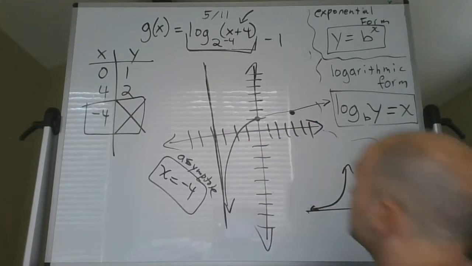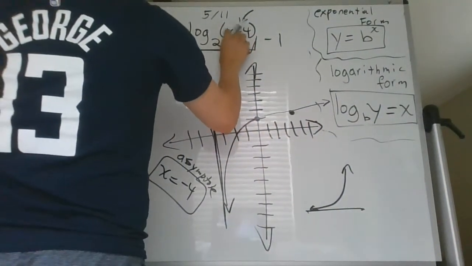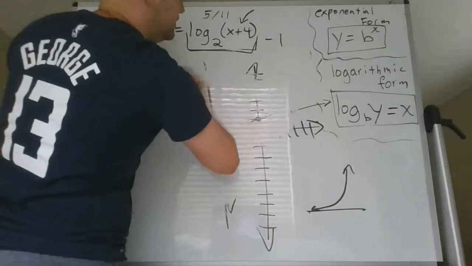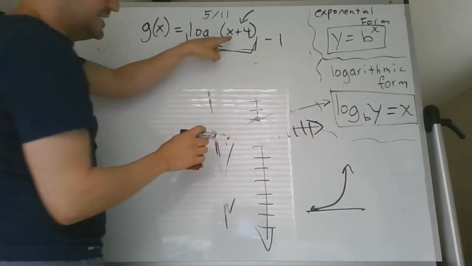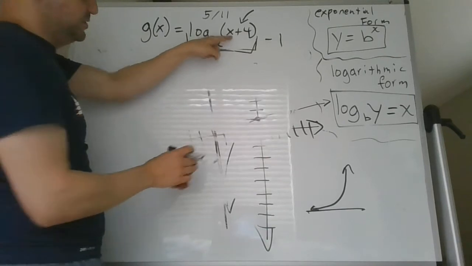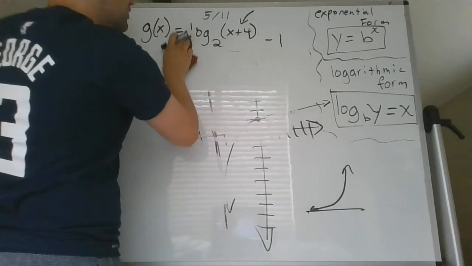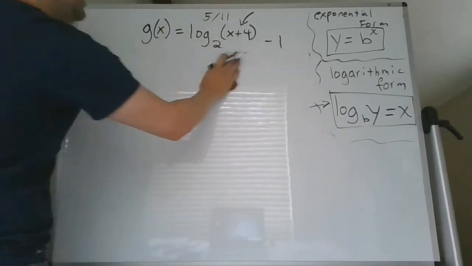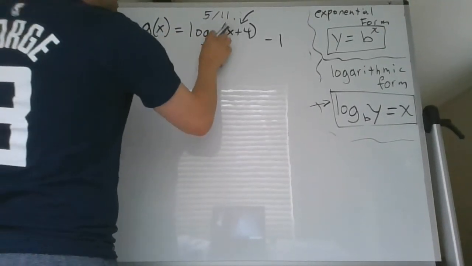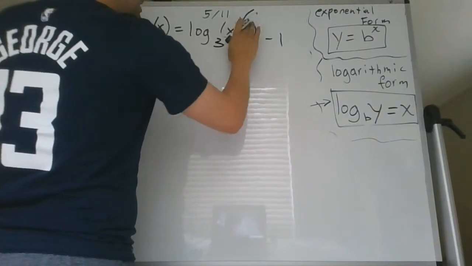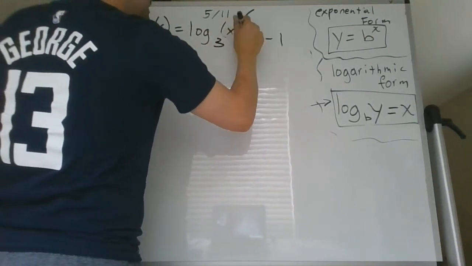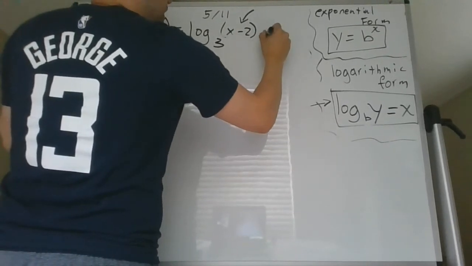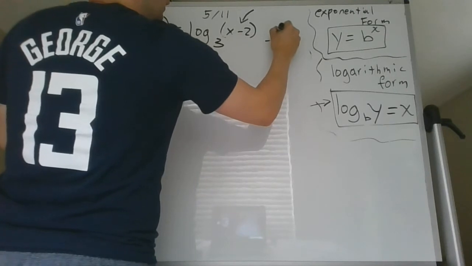Okay. So to give you another example of graphing, just so we can erase this. I got x equals -4 because that made this a log base 2 of 0, which we cannot have. So I'm going to do another problem just like this. Let's make this log base 3 of x minus 2, and we'll do minus 3.